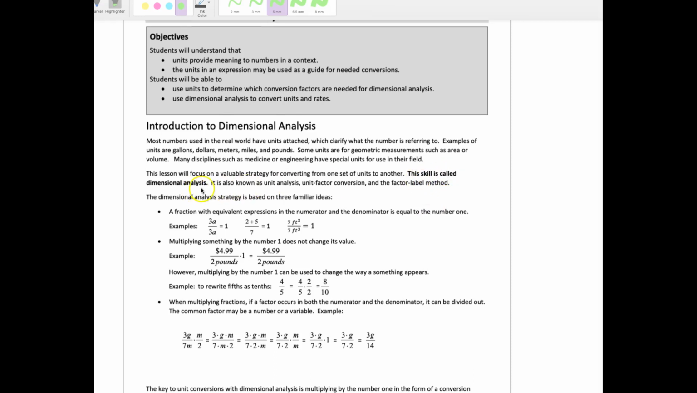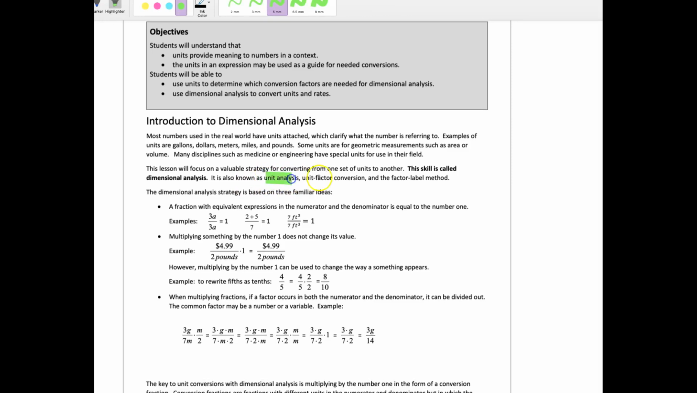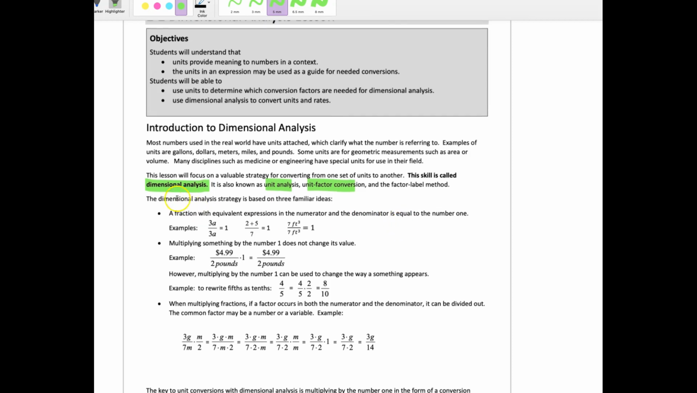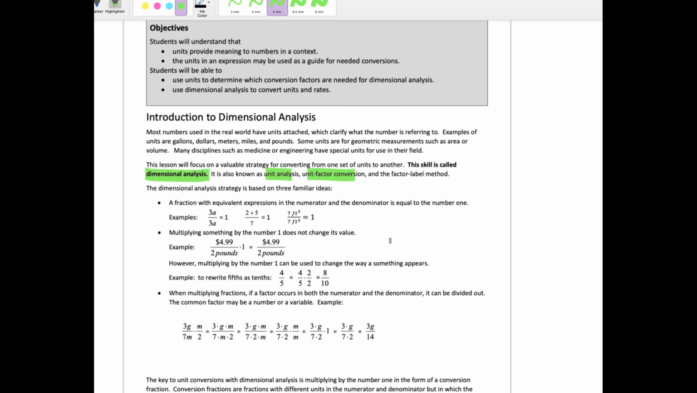The skill is called dimensional analysis, also called unit analysis. Here are some terms: unit analysis, unit factor conversion, but most of the time it's known as dimensional analysis. Dimensions means that you have these units involved in the problem, and we're going to have to do some kind of cancellation or some algebra with it, and that's where the analysis comes in.